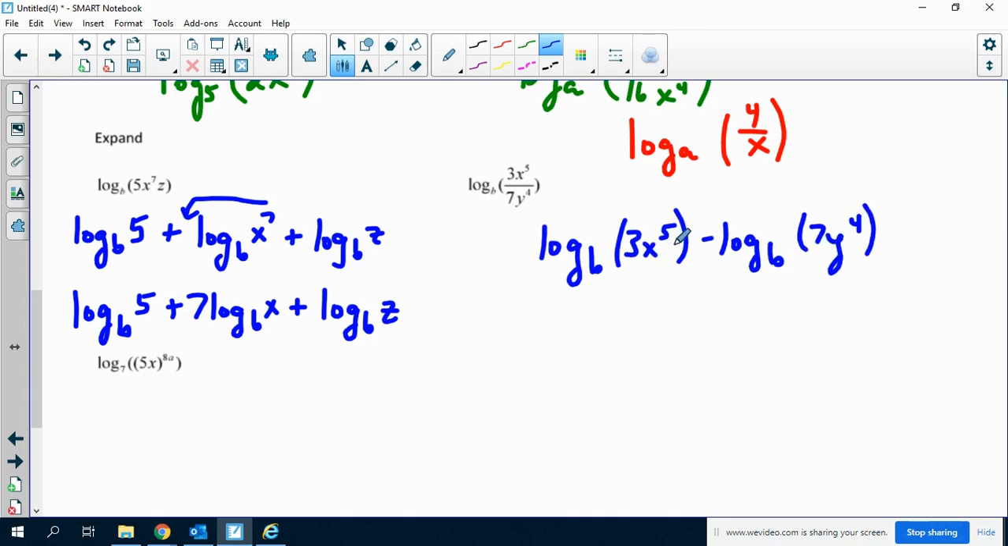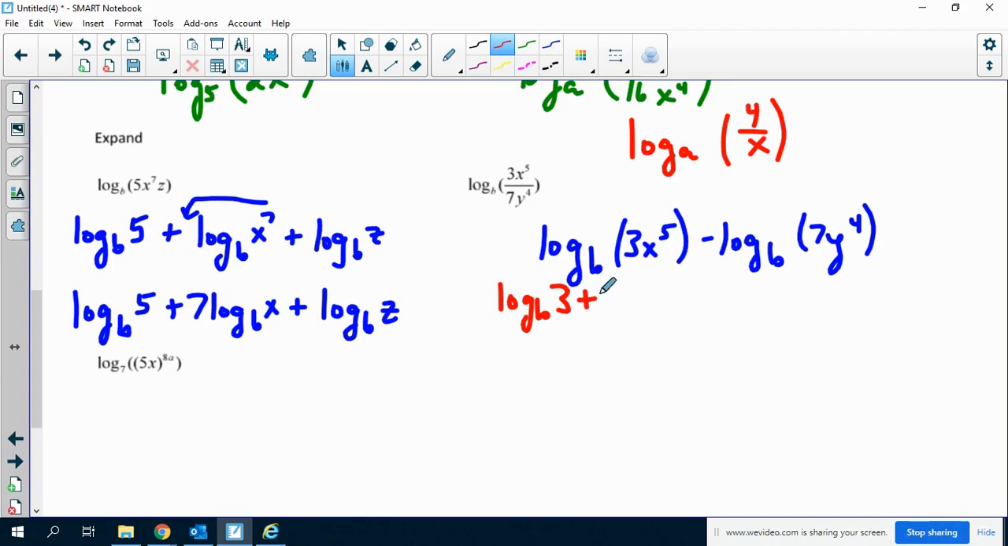And now I have to be really careful. I can't just take this 5 and move it to the outside because it's not the whole thing being taken to the 5th power. So this may not have been the most efficient way to do this because I'm going to have to separate this even more.